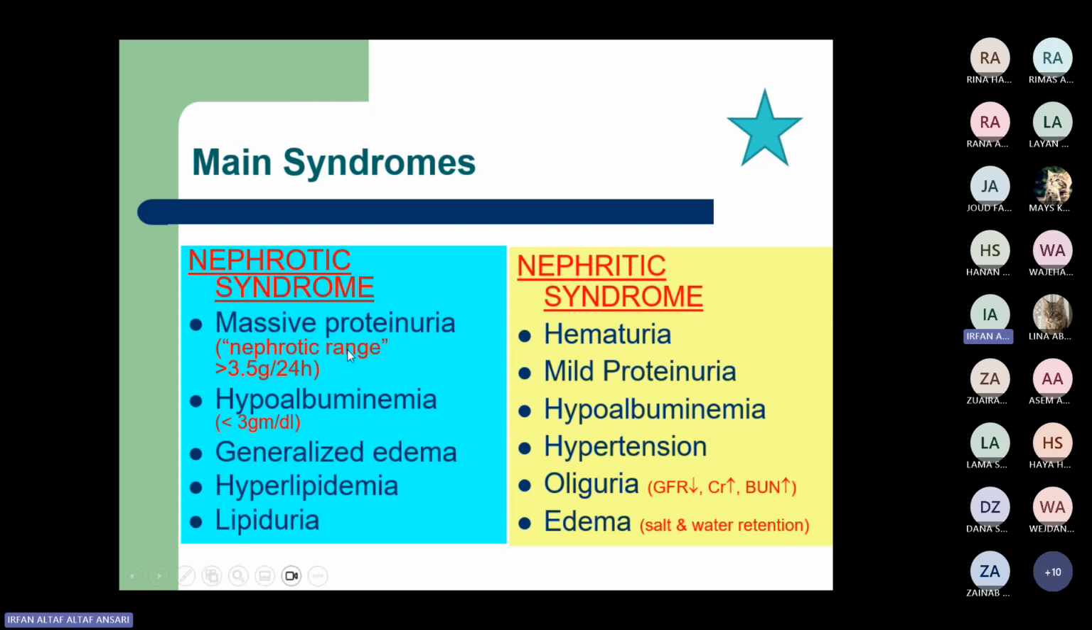You call it differences, or you call it the manifestations of the nephrotic syndrome and the manifestations of the nephritic syndrome. If someone asks you to mention three characteristic manifestations of the nephritic syndrome, it is expected from you to write hematuria, mild proteinuria, and hypertension. These are the three very, very important ones. But if you write oliguria, you will not lose the marks. But a good student will always write these three things: hematuria, mild proteinuria, and hypertension.